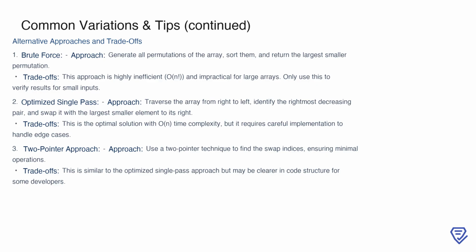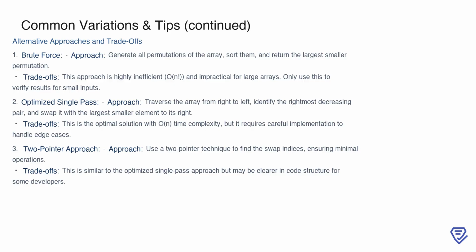One naive approach is brute force, where you generate all permutations of the array, sort them, and return the largest smaller permutation. While this method is conceptually straightforward, it's highly inefficient, with a factorial time complexity, making it impractical for large arrays. Brute force is only useful for verifying results on small inputs.